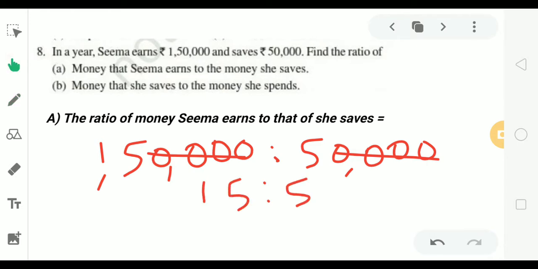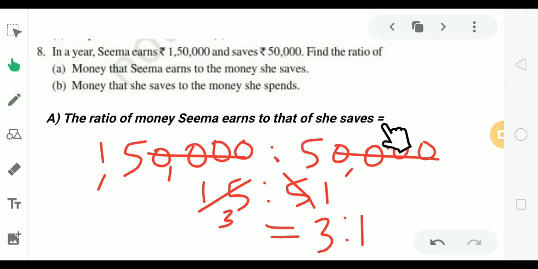Then both numbers are divisible by 5. 5 in 5, 1 time. 5 in 15, 3 times. So we got the reduced form as 3 is to 1. So the ratio of money Seema earns to that of she saves is 3 is to 1.